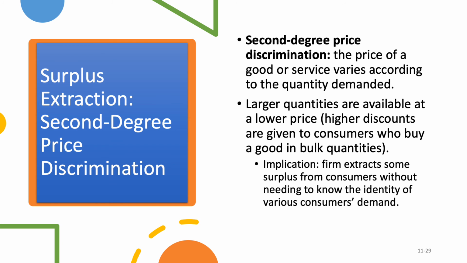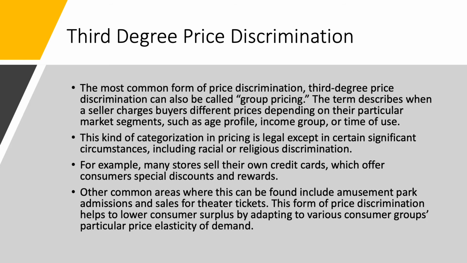Second-degree price discrimination: the price of a good or service varies depending on quantity demanded. So large quantities are available at lower prices. Higher discounts are given to consumers who buy goods in bulk. Again, in this case, the firm will extract some of the consumer surplus without needing to identify the various consumers' demands. So they don't need to know your maximum willingness to pay. They just need to know that if we offer you lower prices for a lot of units, then you're willing to pay them.